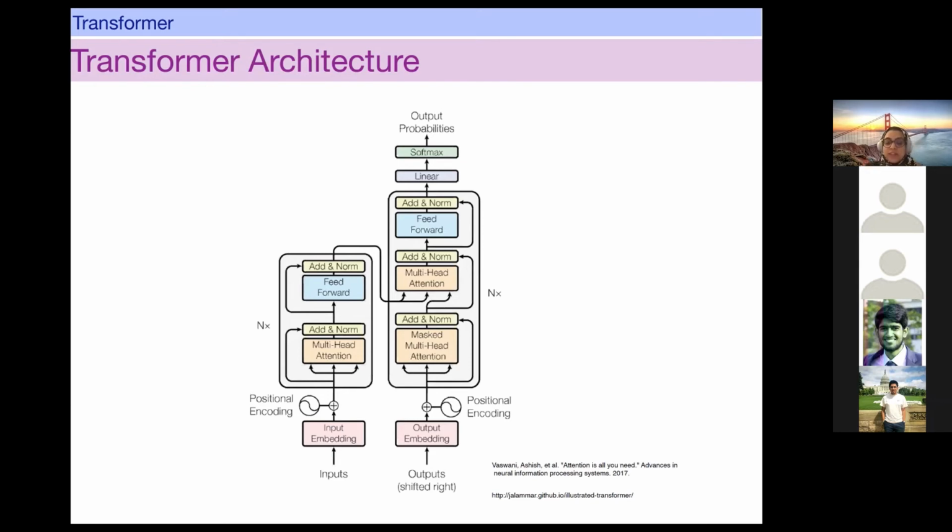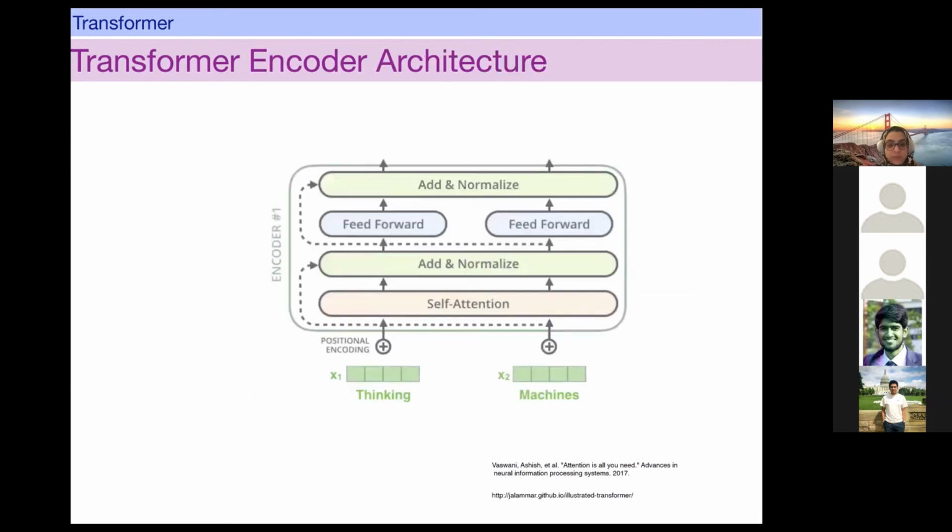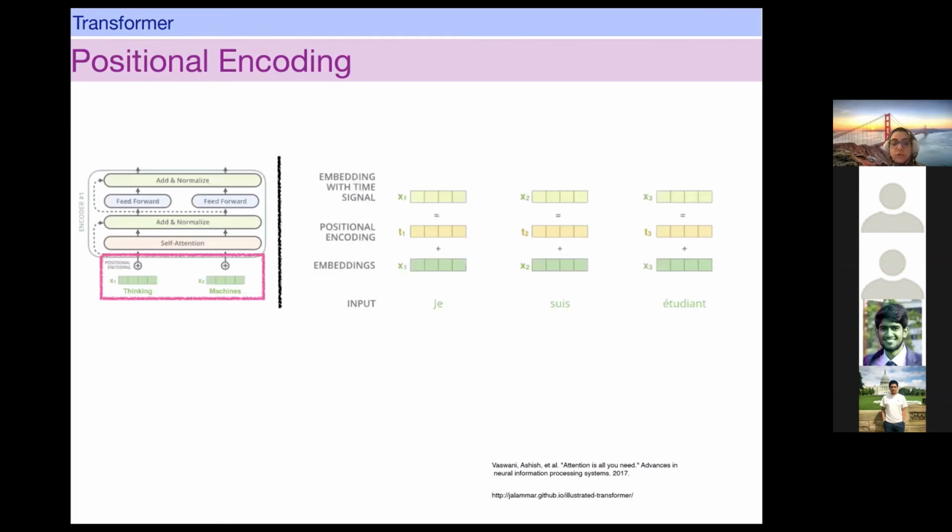Okay, let's take this structure and break it down a little bit. Let's say that we have this example, thinking machines, and we have only one encoder. We take that, pass it through a positional encoding, then we do self-attention and add and normalize, then a feed forward, and then add and normalize. So what does this mean? Okay, let's start with the positional encoding.